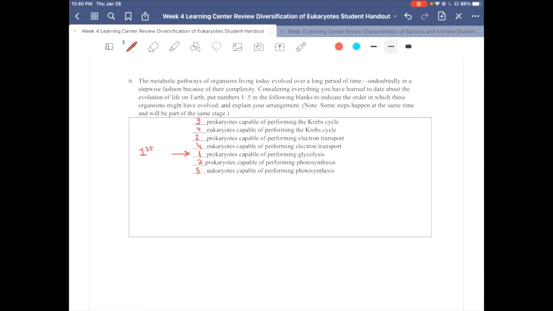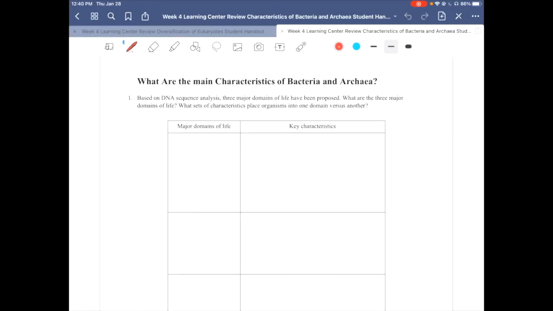Okay, let me get the other worksheet set up. Okay, so in this worksheet, for the remaining time, we're going to be looking at the main characteristics of bacteria and archaea and eukarya. So let's first look at bacteria. Can anyone tell me some key characteristics of bacteria that make them unique? I know we already mentioned their circular DNA before.